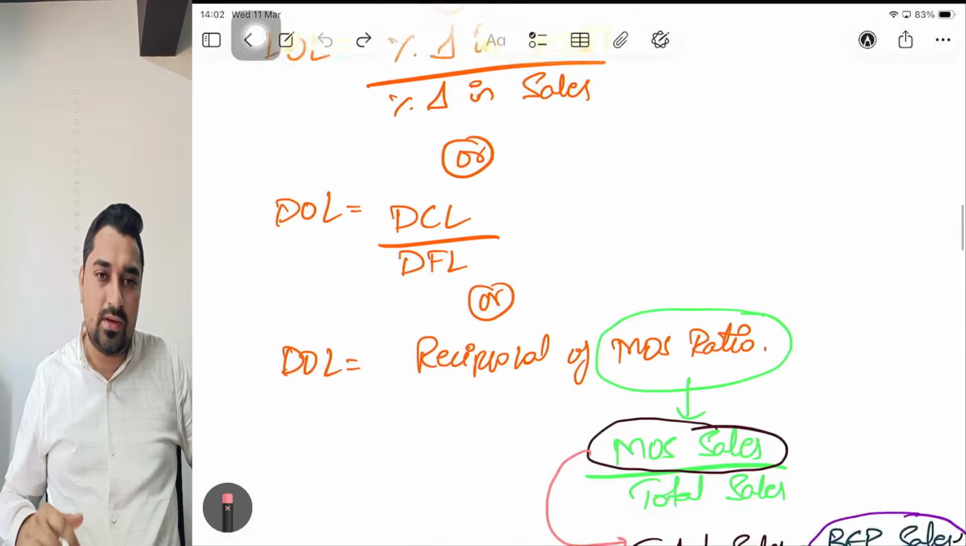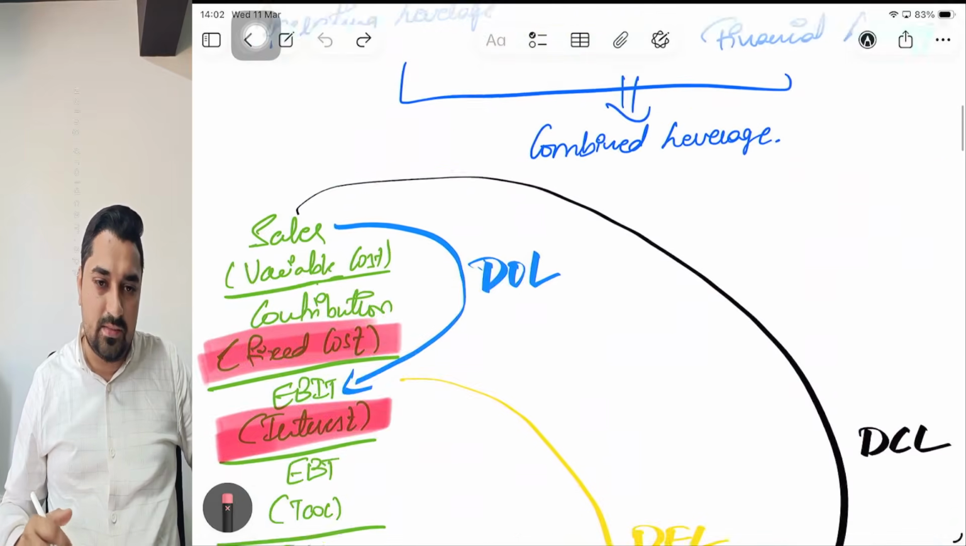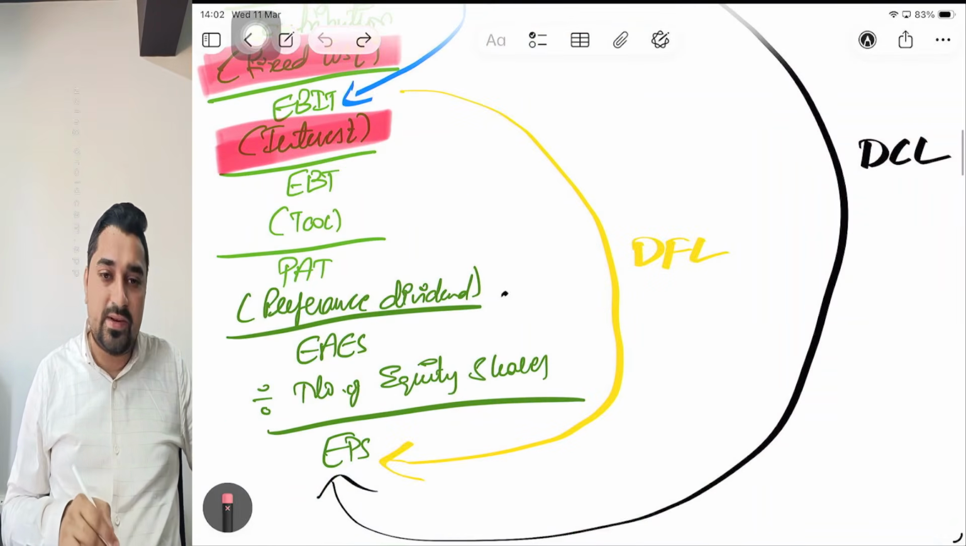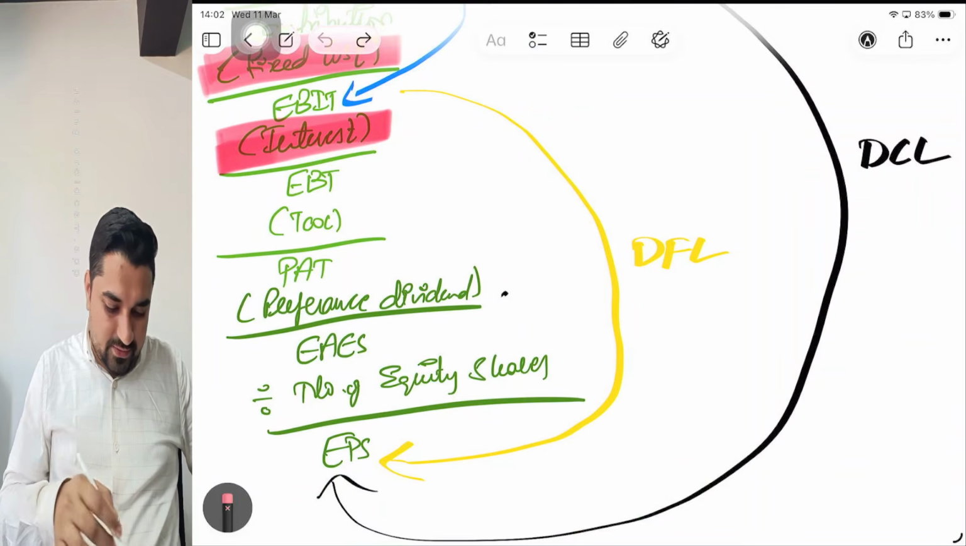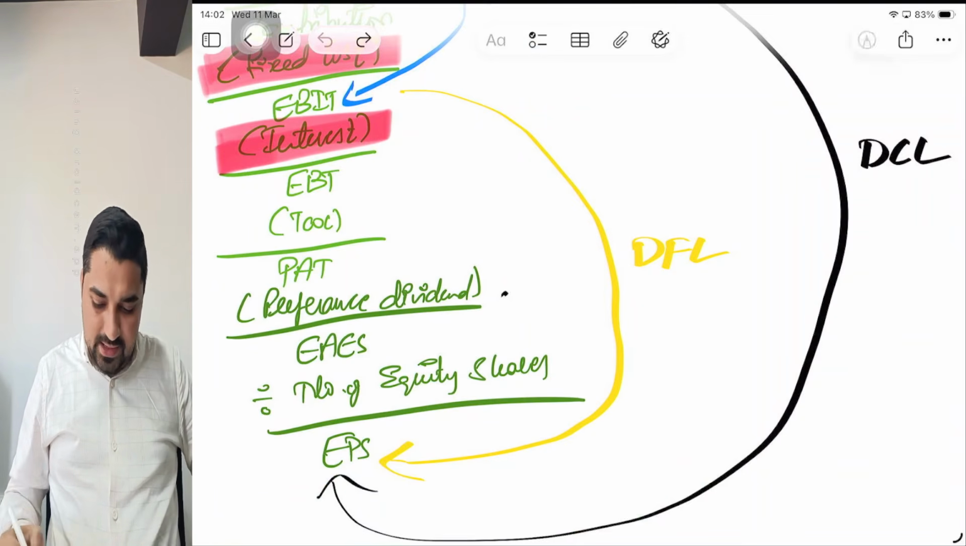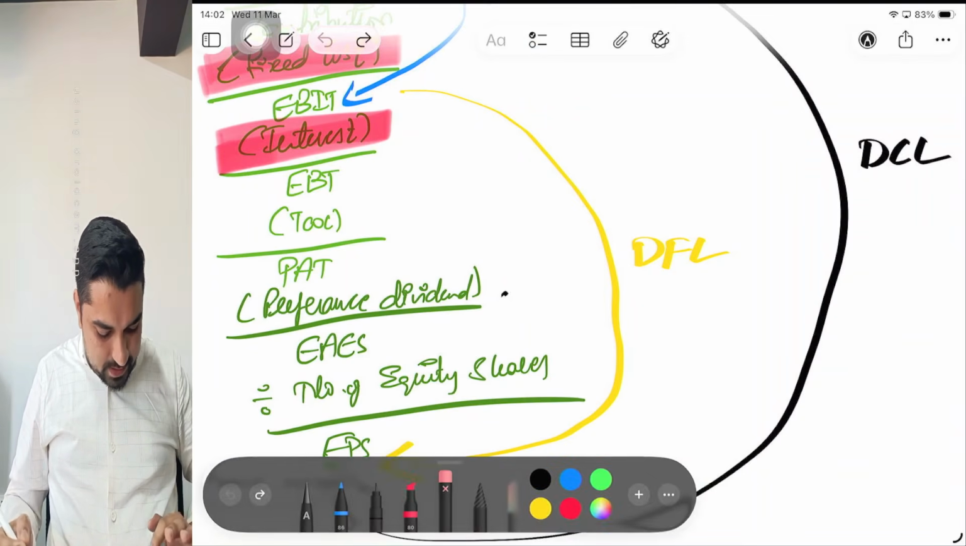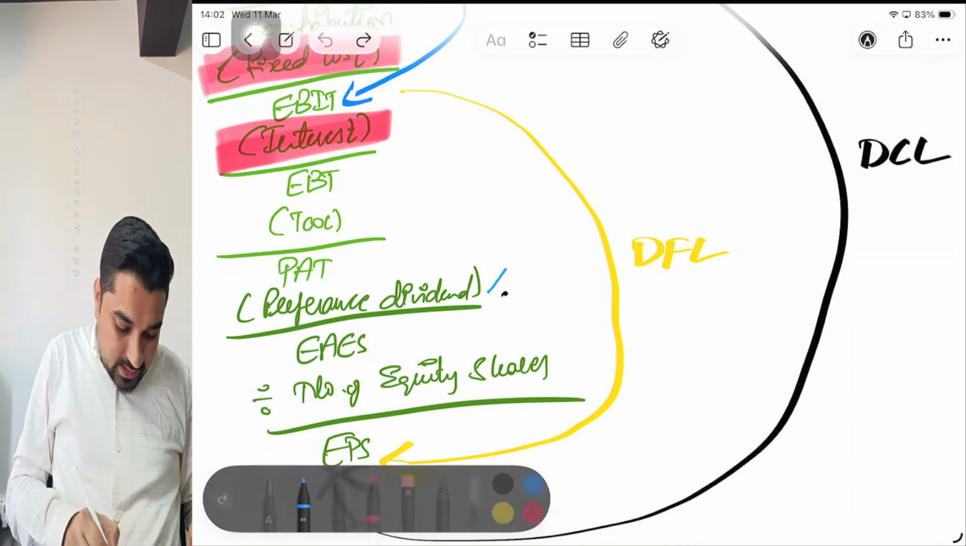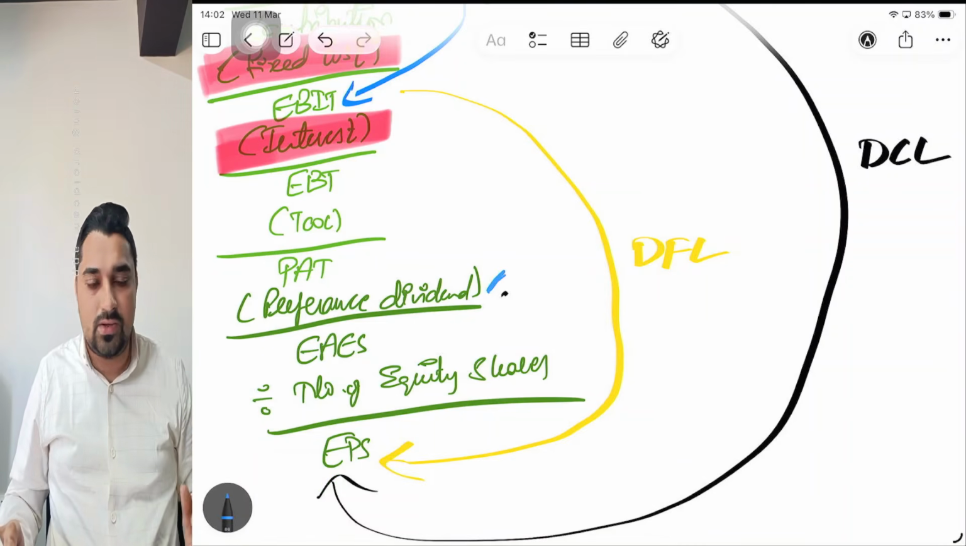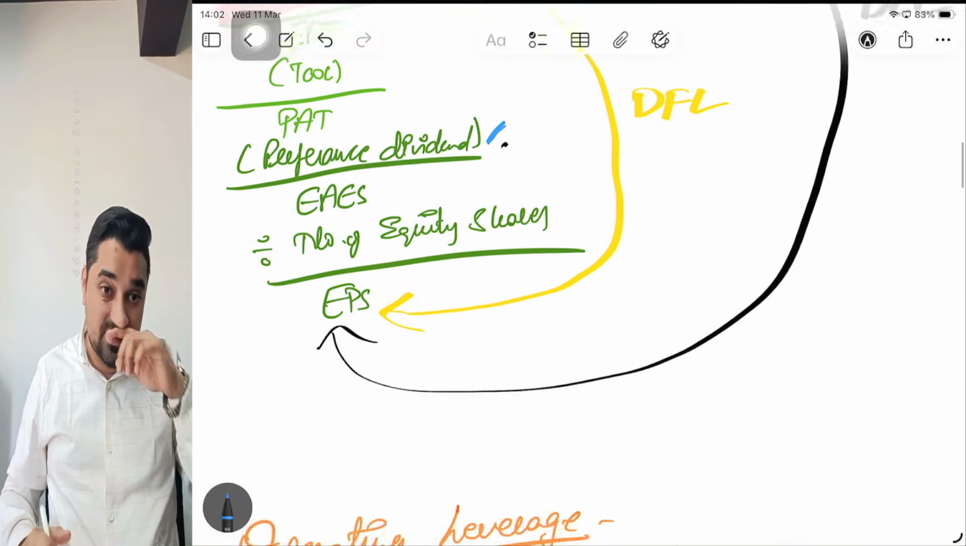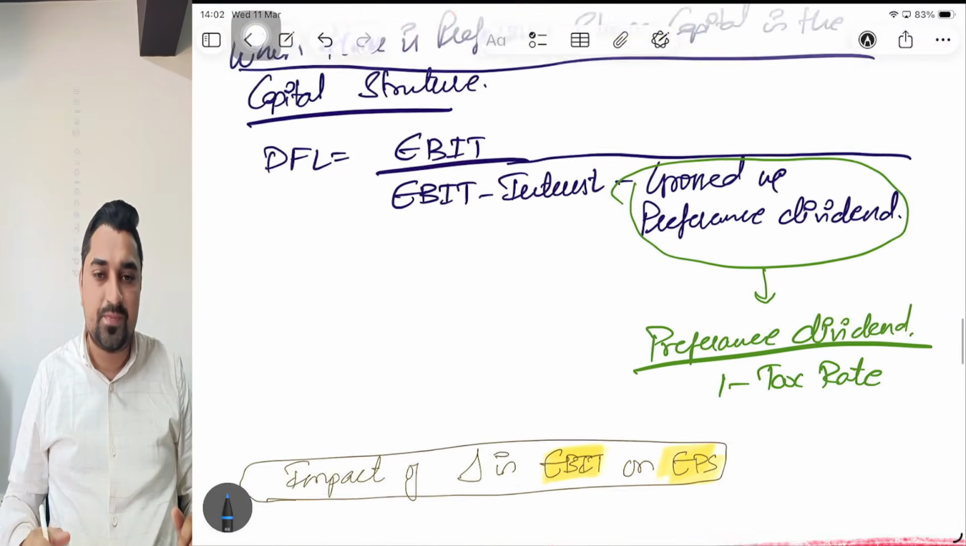But as you know, I'll come back to the profitability statement. If you see, my preference dividend is a post-tax item. After paying tax, I will pay preference dividend, correct? So it is a post-tax item. I need to bring it to pre-tax. You know the reason very well, because it should be an apple to apple comparison. So I need to gross up.